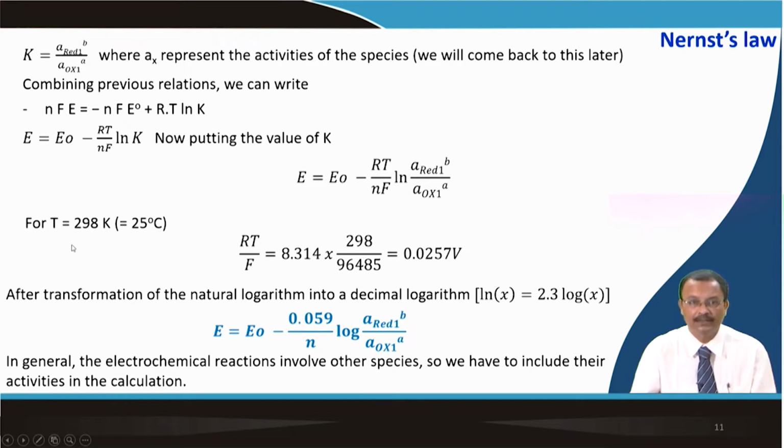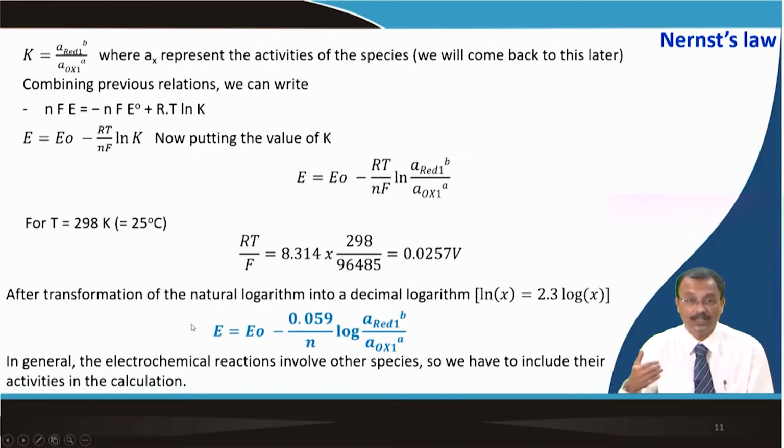If you take the temperature as 298 Kelvin, roughly 25 degrees Celsius, then this part RT by F you can estimate at 0.0257 volt, and you can also transform the natural logarithm to decimal logarithm with base 10 by this simple relation. Alternatively, you can write the relation for the electromotive force as E equals E 0 minus 0.059 by n times log of this activity ratio.